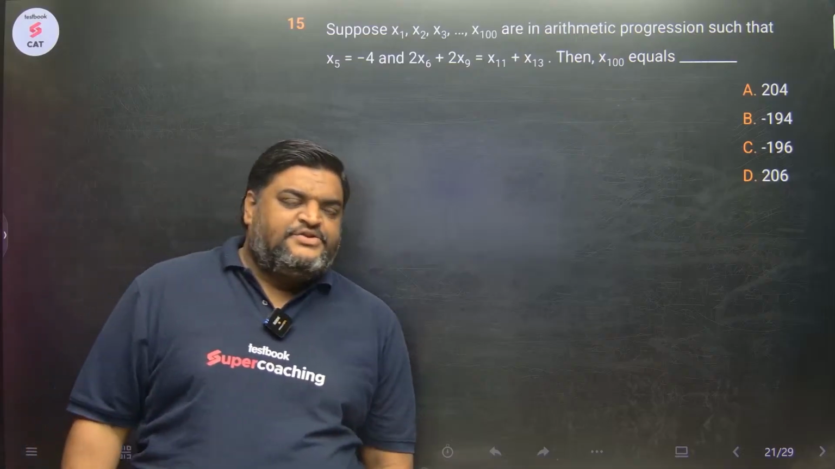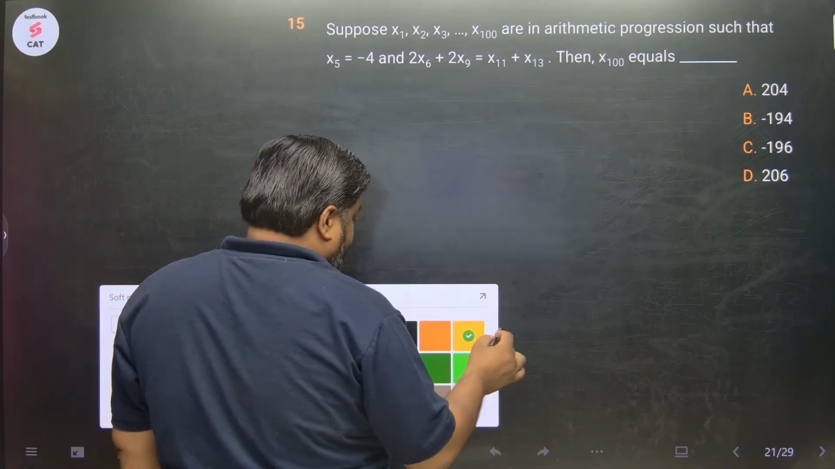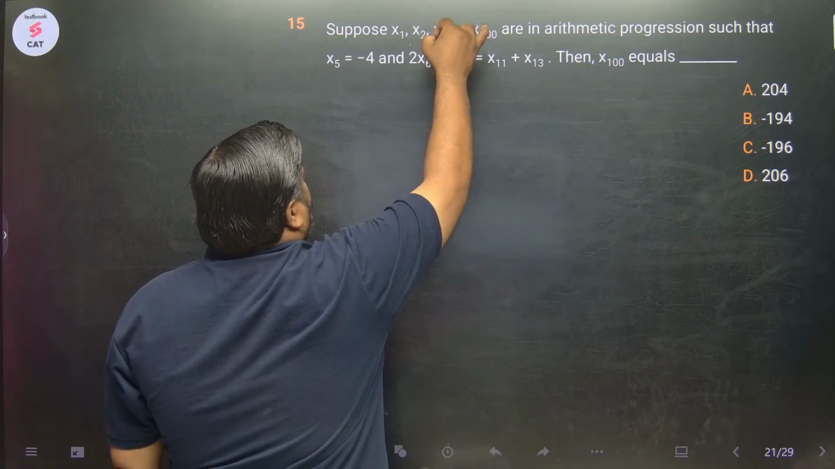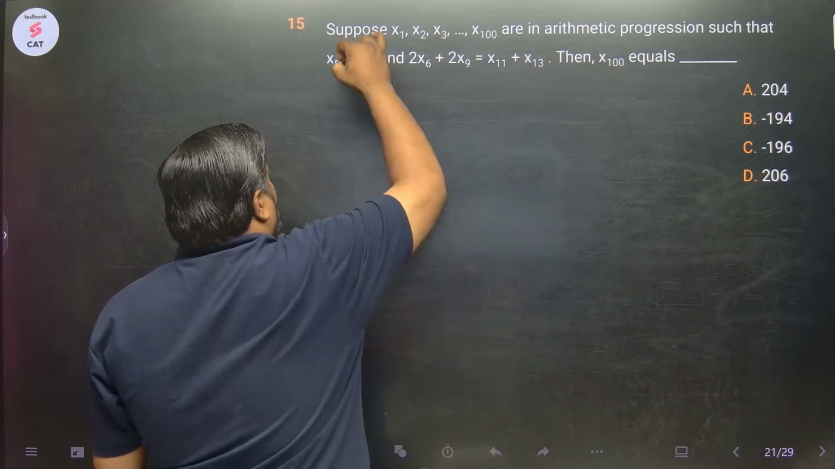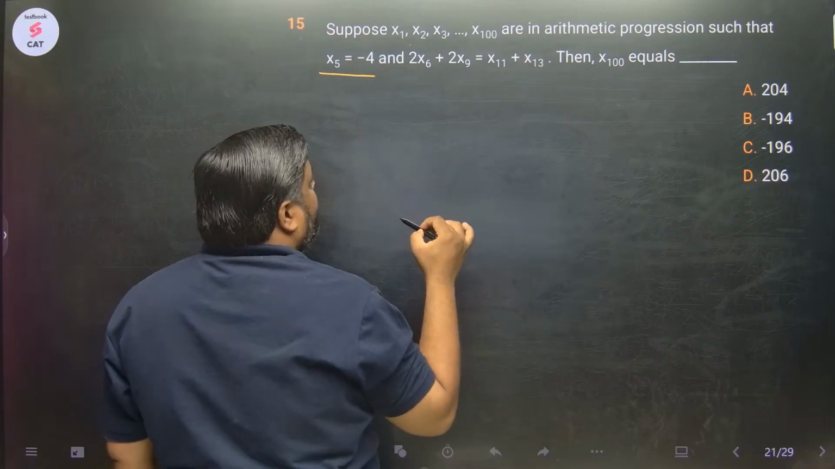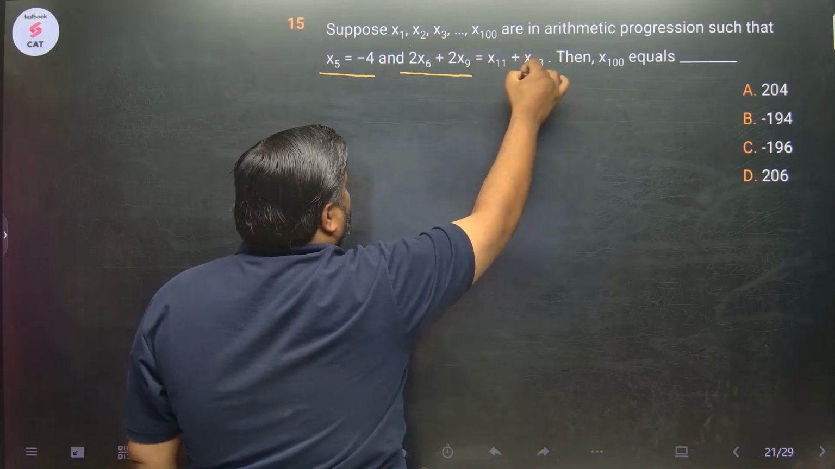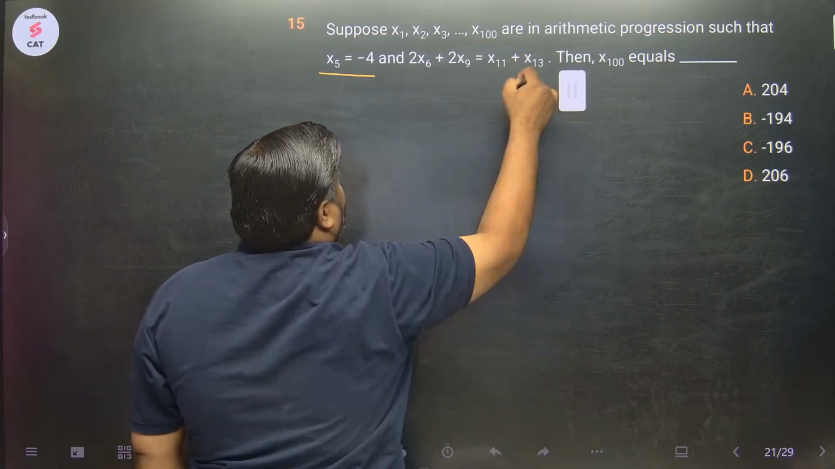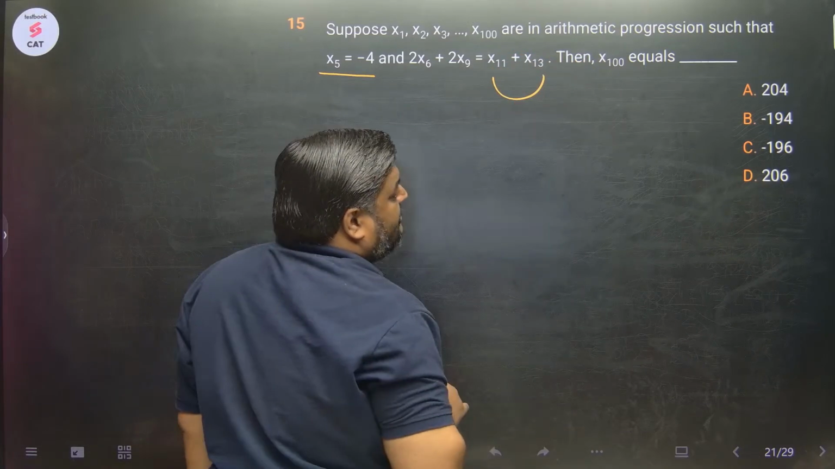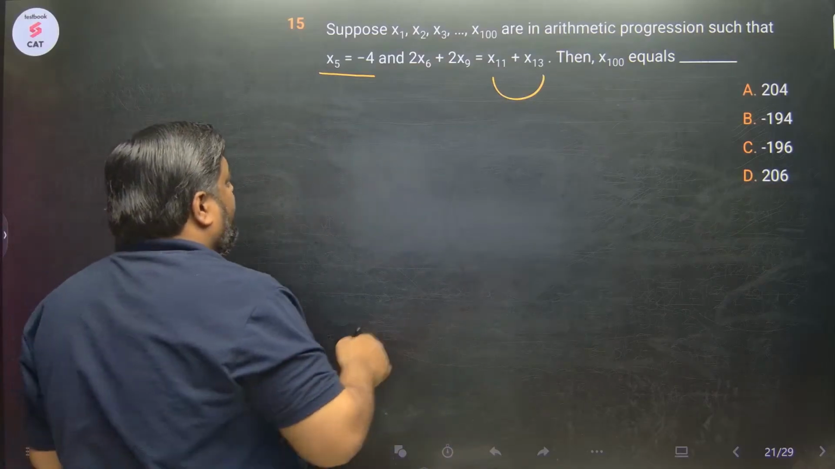Very good. Chalo, very good. Next question. Arithmetic comes from arithmetic. Suppose x1, x2, x3 till x100 are in arithmetic progression such that x5 is minus 4 and 2x6 plus 2 times x9 is x11 plus x13. Beta dekho, what could be done over here?